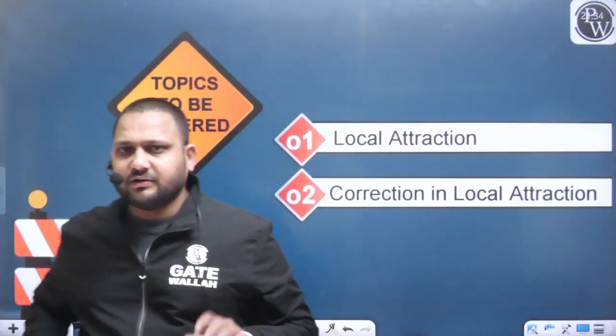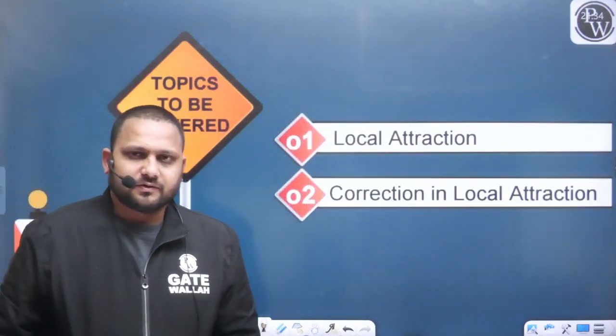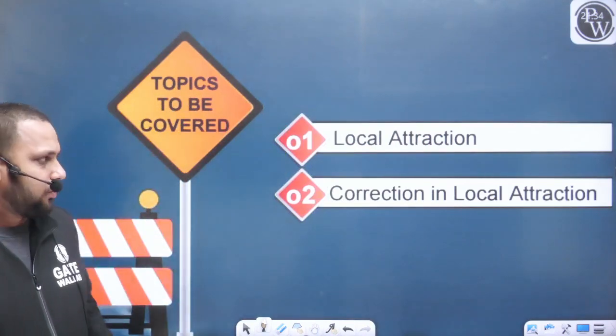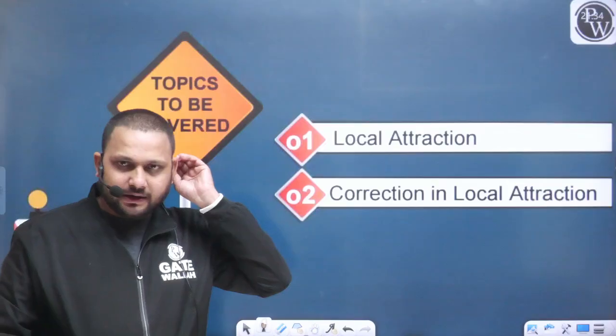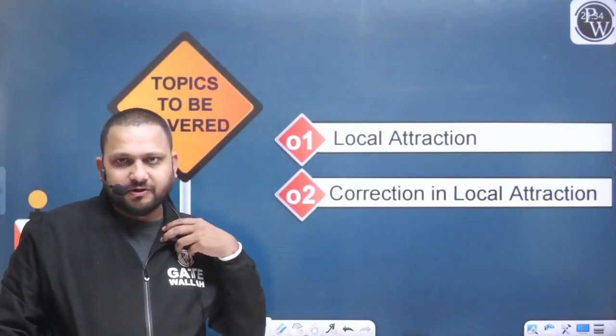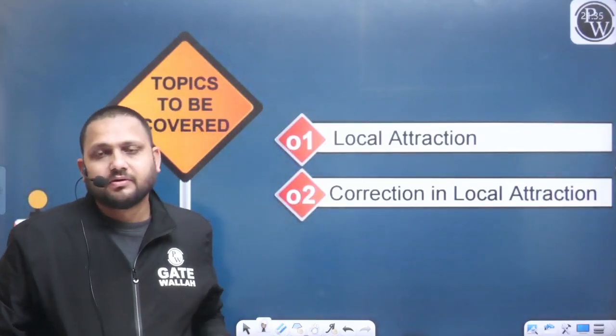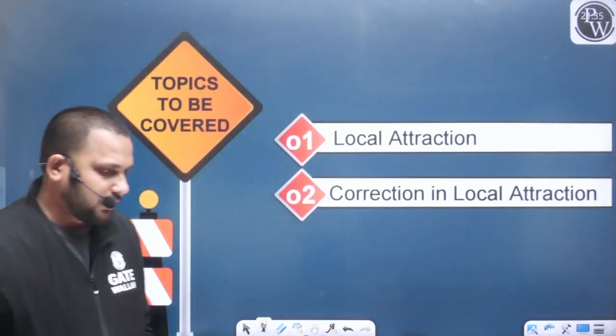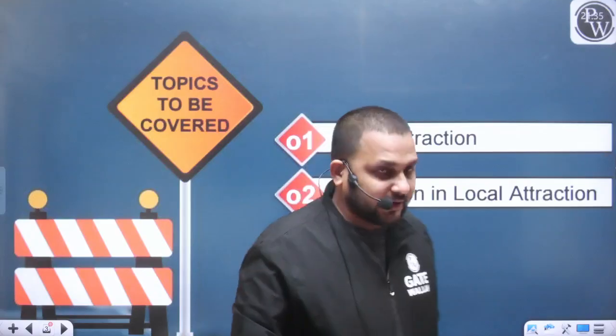Don't worry, if you have missed it, I will repeat. We are going to see the concept of local attraction, and we will find out the error and the correction required for local attraction, and how we can apply the correction. That we will also discuss.